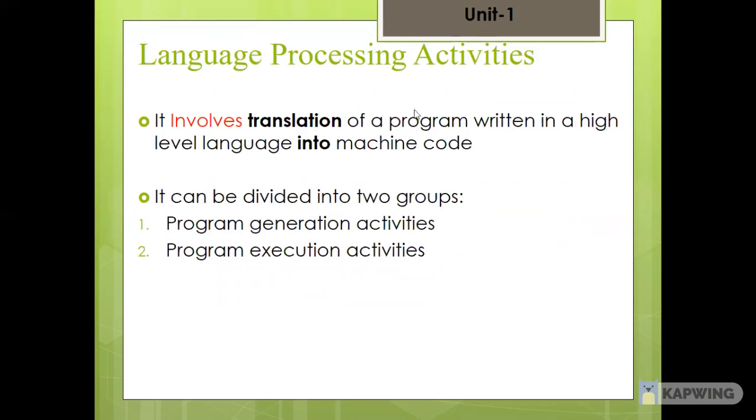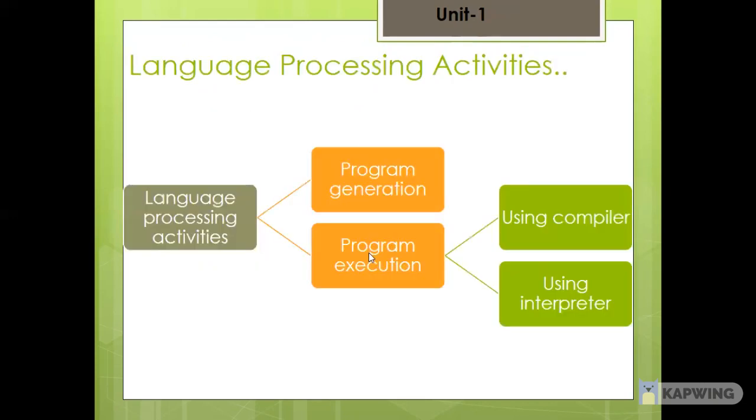Then language processing activities. They involve translation of a program written in a high level language into machine code. It can be divided into two groups: program generation activities and program execution activities. So language processing activities consist of two parts. The first one is program generation, the second one is program execution.